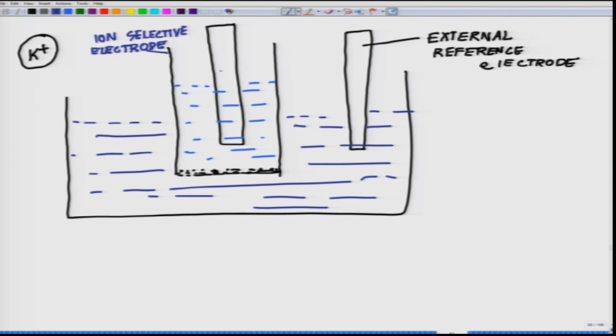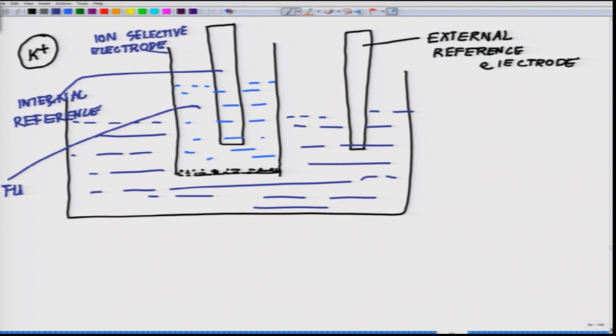You have the internal reference which is out here. So, you realize there are different kinds of references you have to put. Internal reference out there, and this is the filling solution inside. And outside is where you have the analyte present. So, this is where your analyte will change its concentration, and this part, which is the most critical part, is your ion selective membrane.